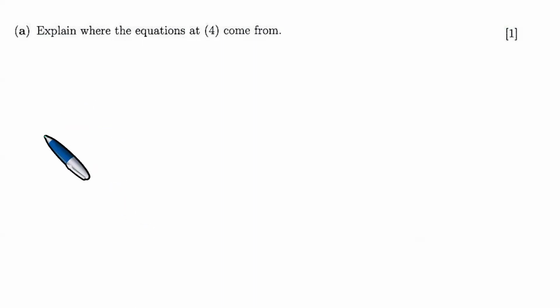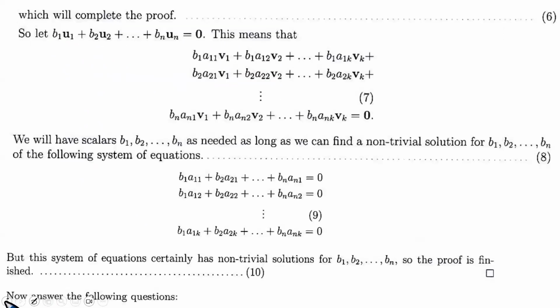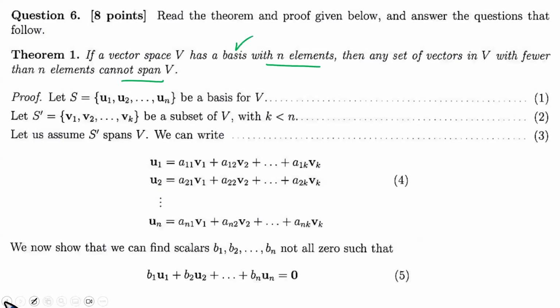Because the proof is already done, you don't need to do it again, but you need to explain where the equations at 4 come from. Then you go. Where do these equations come from? Now, you can quickly browse through.